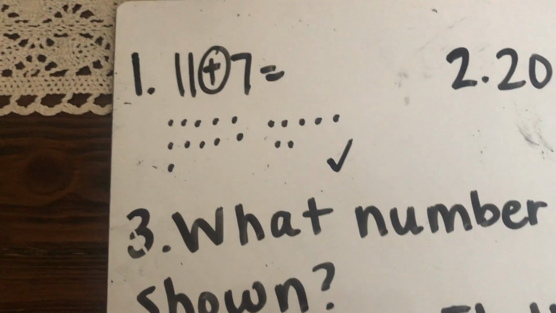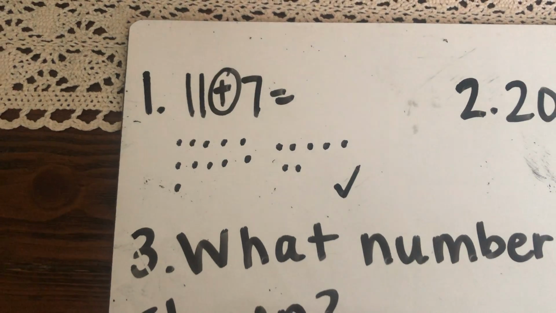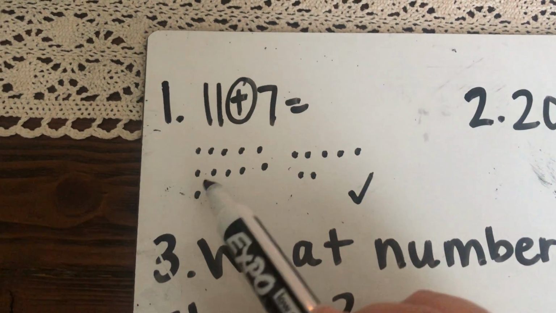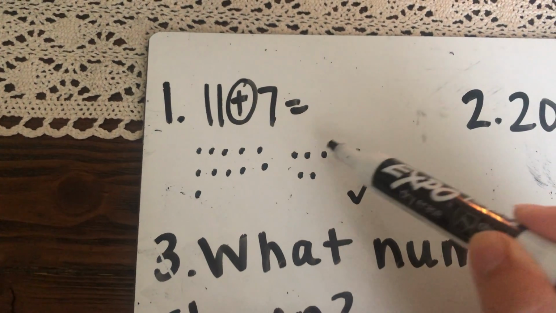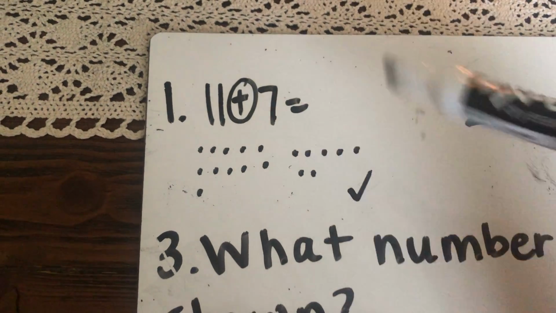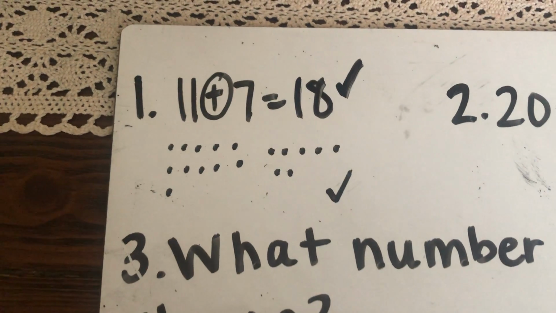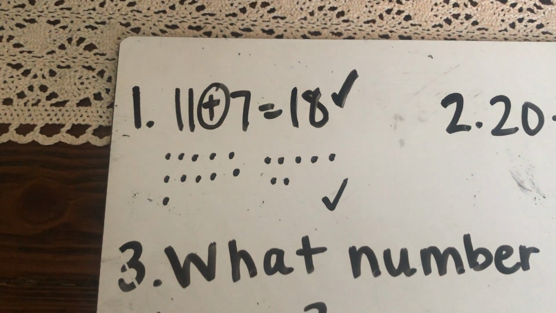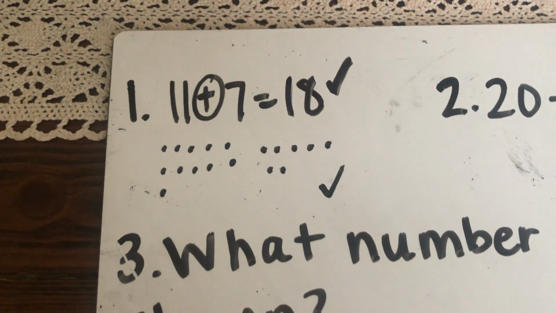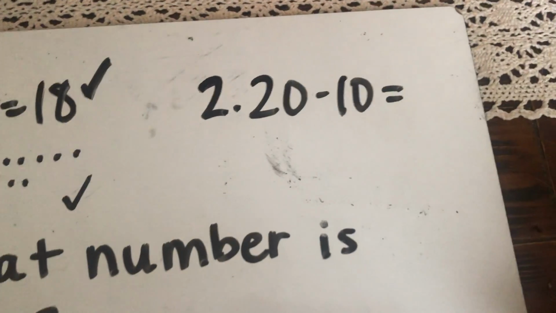But if you drew a picture and you practiced that strategy, go ahead and give yourself a check for that work. So here we have 11, 12, 13, 14, 15, 16, 17, 18. So 11 plus 7 is 18. If you got 18 for your answer, go ahead and give yourself a check for that. So right now you could have 2 checks. All right, let's move on to number 2.